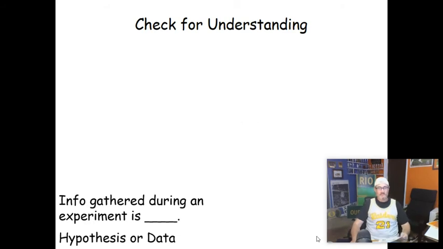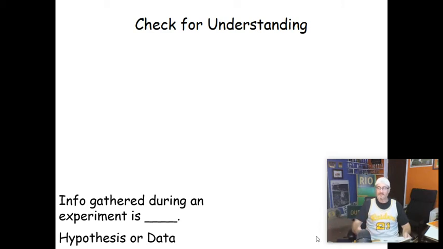Information gathered during an experiment is called what? Is that called a hypothesis, or is that called data? And if you're not sure, you might take a look at number 4 in your notes. That is data. Some of you guys are just going to fast forward past this. I would not recommend doing that. The more you practice with your notes, the better you're going to do when it comes to the test. Every extra 30 seconds you spend studying and learning the information now will be 30 seconds or a minute later that you're not going to have to study.